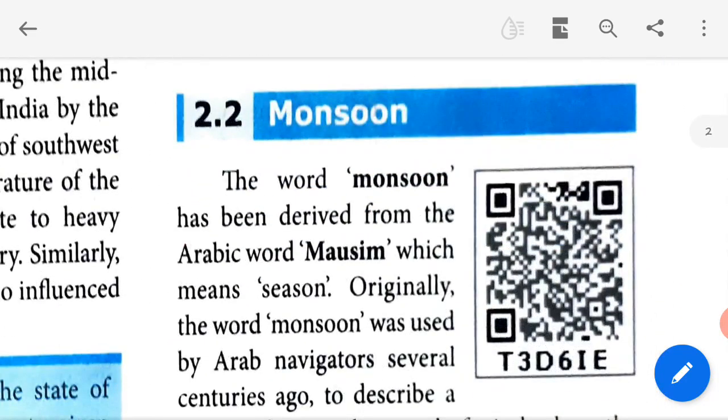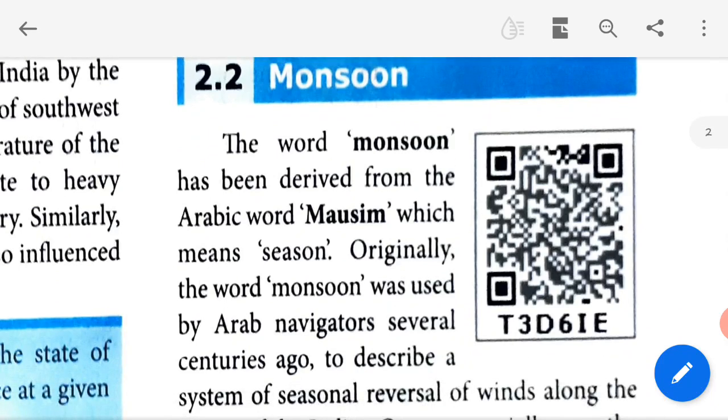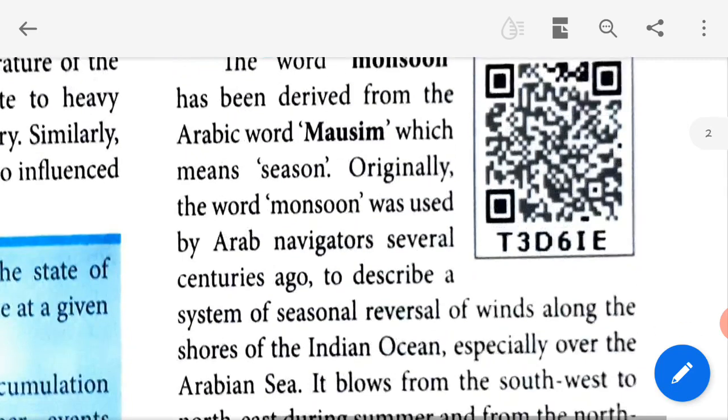Next, we go on to monsoon. Monsoon means seasons. The word monsoon has been derived from the Arabic word mawsim, which means season. Originally, the word monsoon was used by Arab navigators. Navigators are people who travel using seas. They traveled from one place to the other several centuries ago to describe a system of seasonal reversal of winds along the shores of the Indian Ocean. So, this word was given by the Arab people.